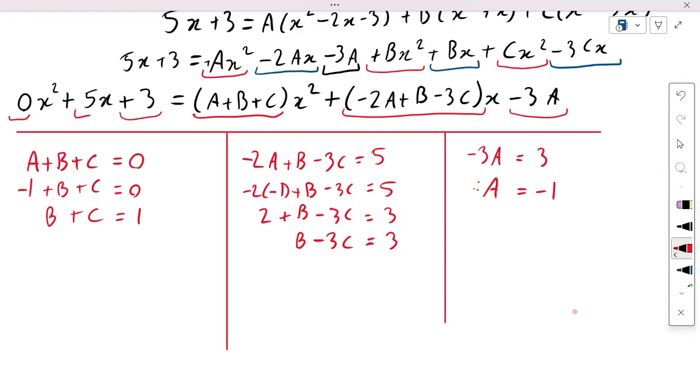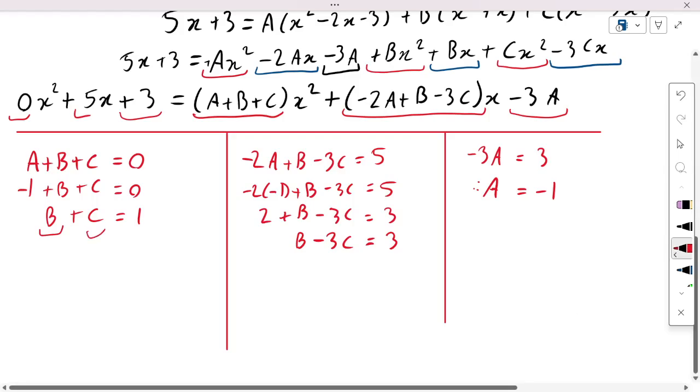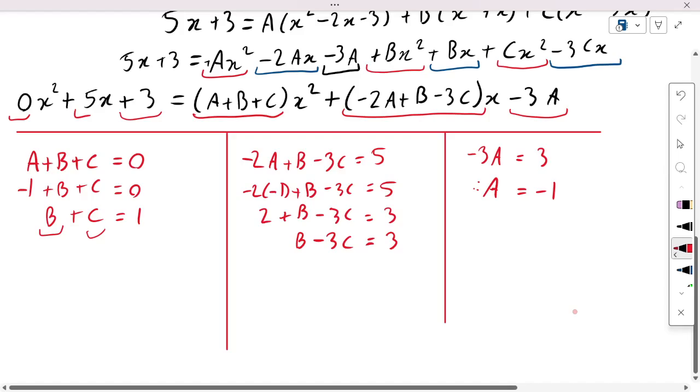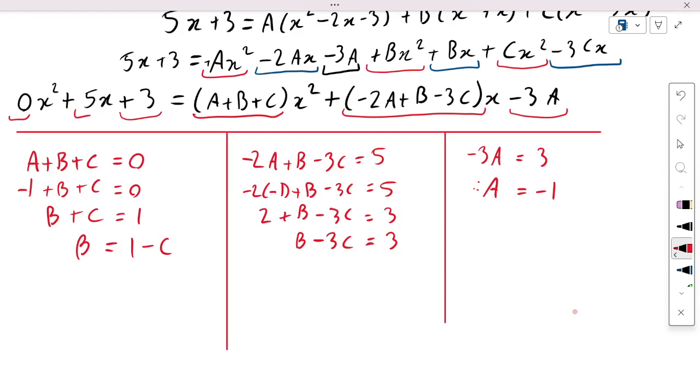And now from here, which one would it be easier to do? If we make b or c the subject of the formula, doesn't that mean that we can just plug in those values over here? So what I'm going to be doing, and this is what I'm trying to say over here, is make b the subject of the formula here. So b is going to be equal to 1 minus c. We're just minusing c on both sides. And then now we have the value of b in terms of c.